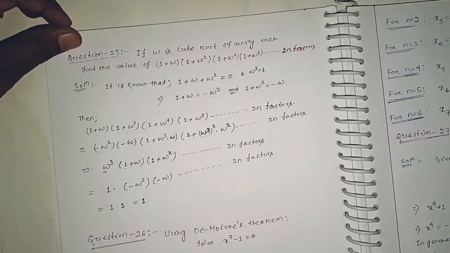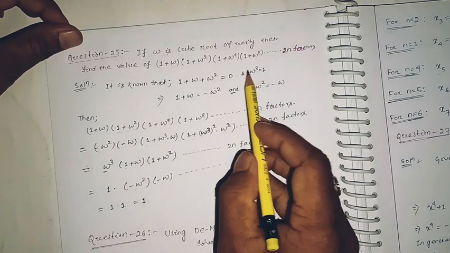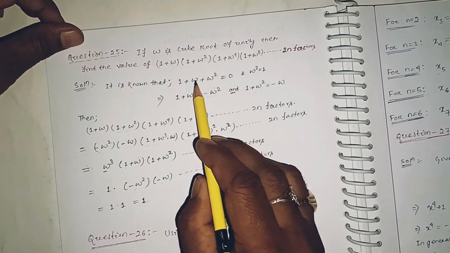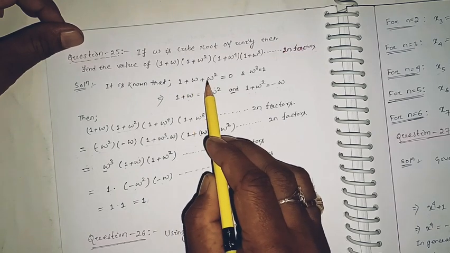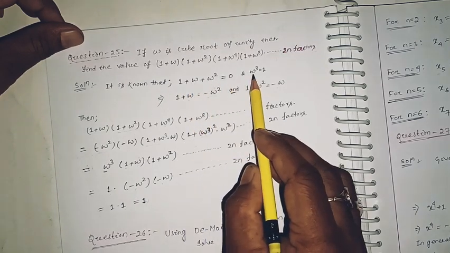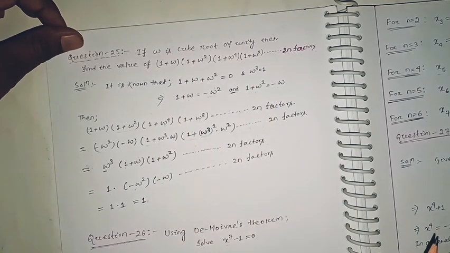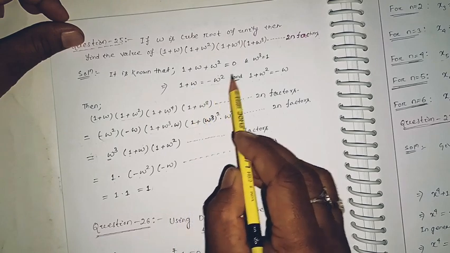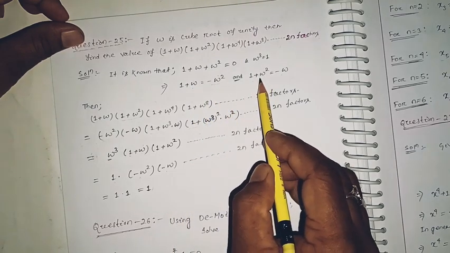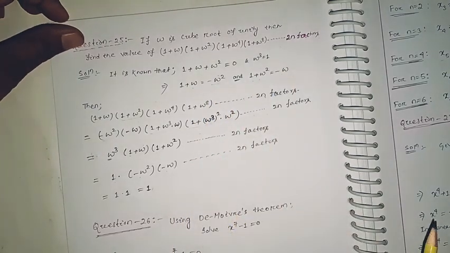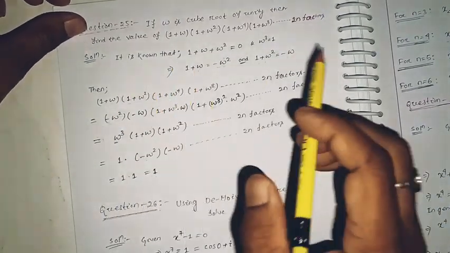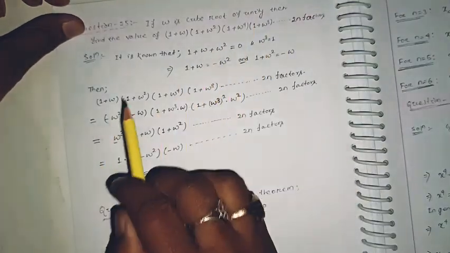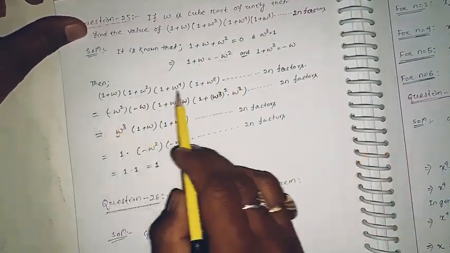So to solve this question, first we have to consider these two expressions, whatever we found: 1 plus omega plus omega square, that means the addition of the 3 roots, equals 0, and omega cube equals 1, which we have already found. Here from this expression we can find 1 plus omega equals minus omega square and 1 plus omega square equals minus omega. Now the question is given, what will be the value of this one? We have to find out. So this is the question.